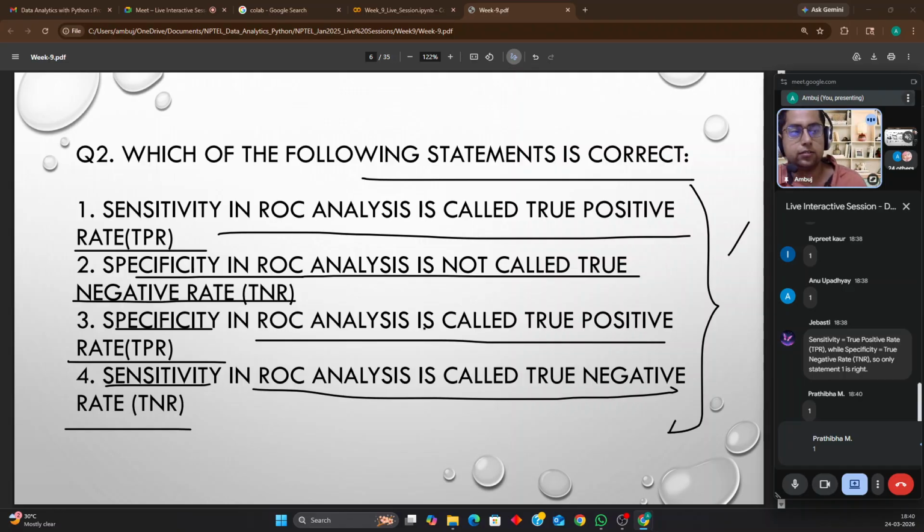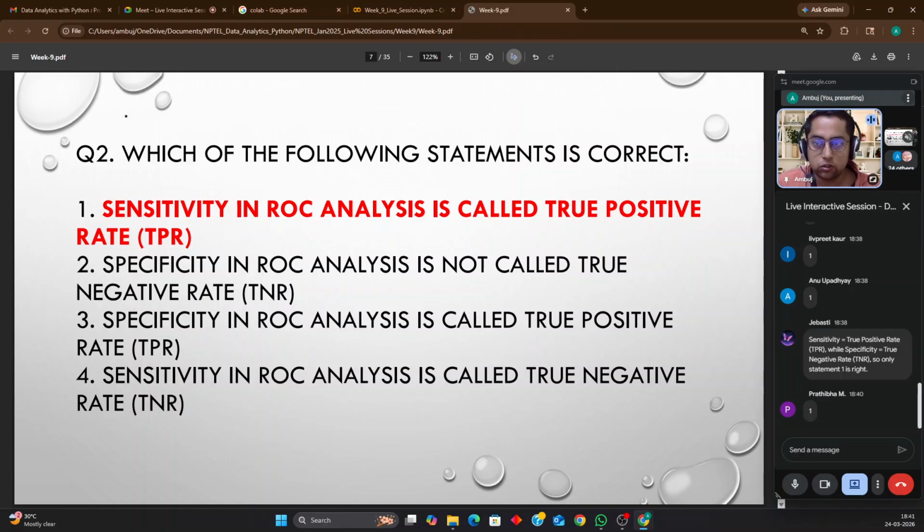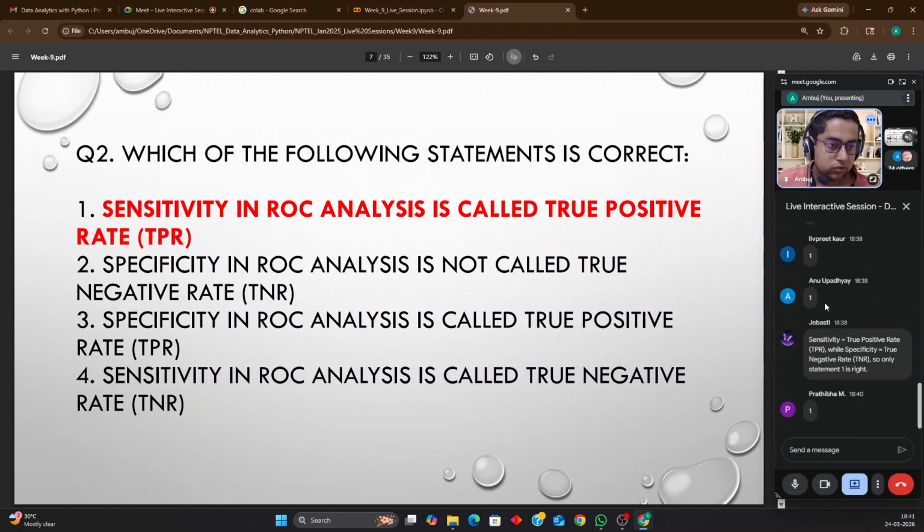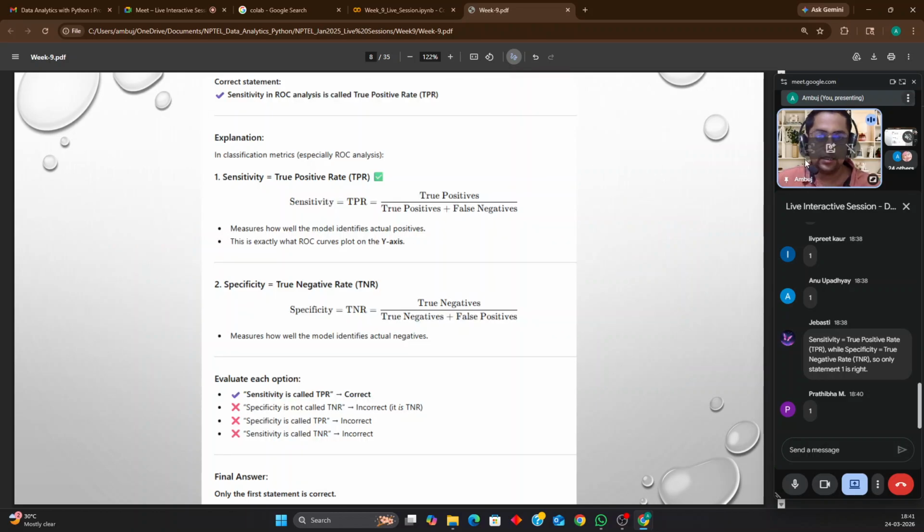Okay. Great. Let us see. The correct option would be one only. All of you whomsoever have answered, I think all the students have answered it correctly. It is one only. Good. Let us see the terms in detail.